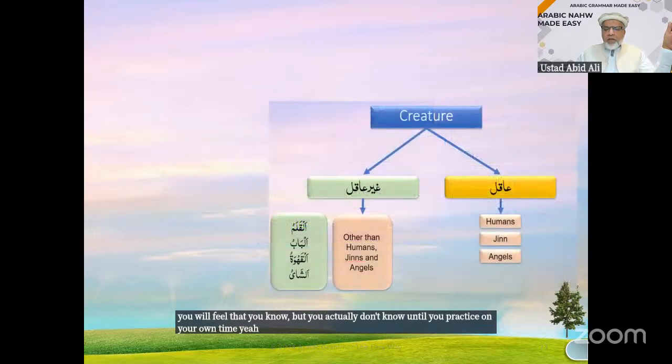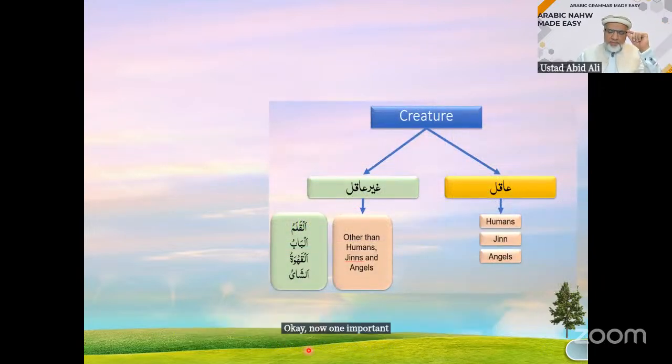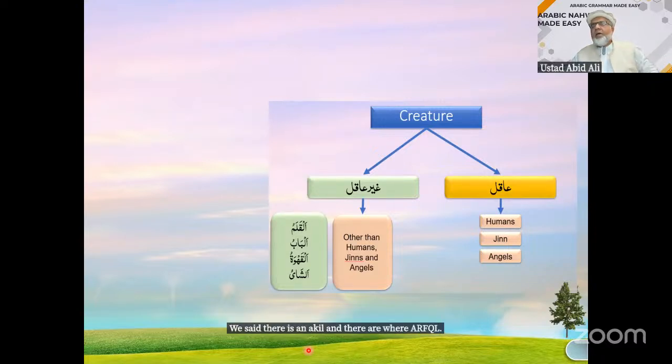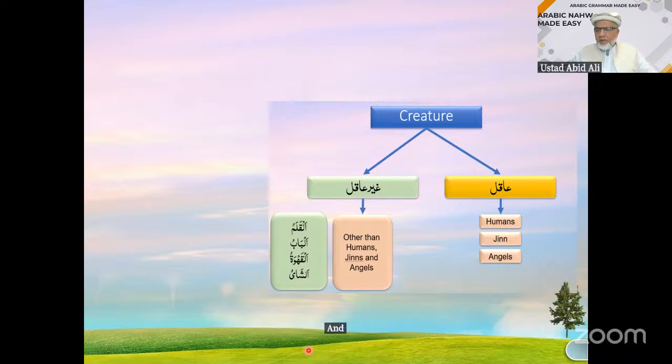Okay. Now, one important concept we learned last time: we said there is aqil and there is ghair aqil. For the sake of not confusing each other, when we think about aqil, we think about humans, jinn, and angels. Everything else will be under the category of ghair aqil. For example, al-kalam, a pen, al-bab, a door, al-kahwa, the tea, and shai. These are all non-human things, or we call them ghair aqil.